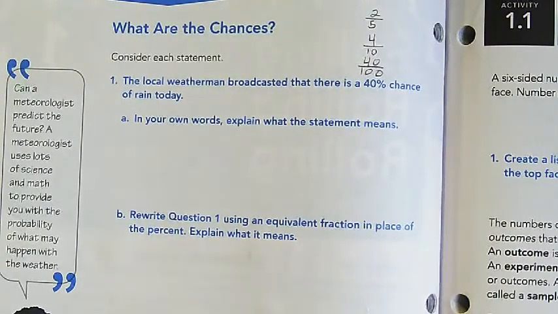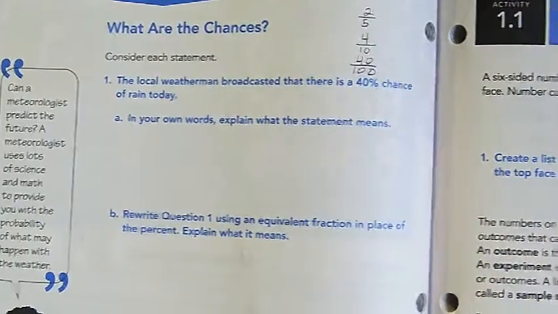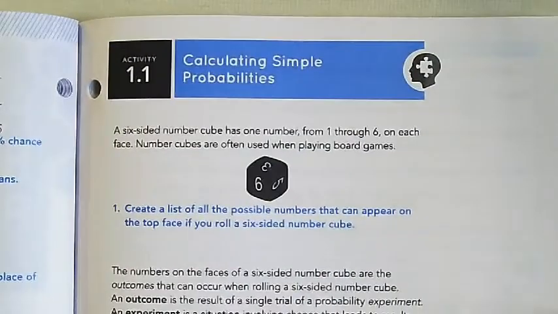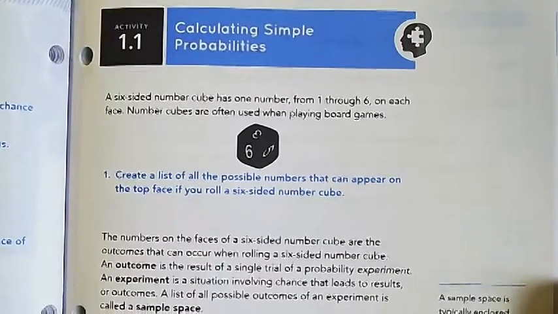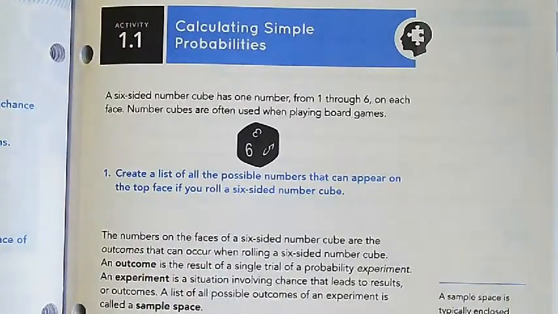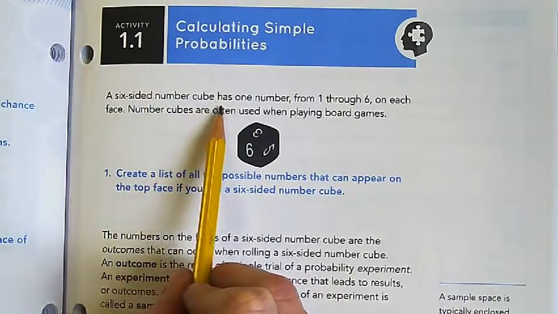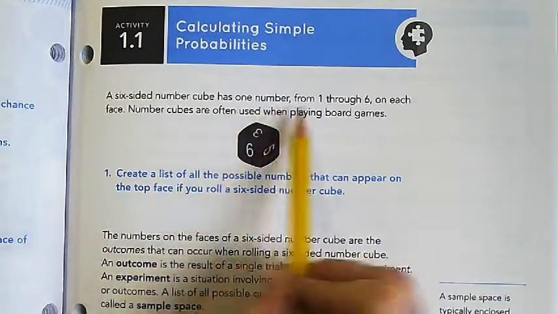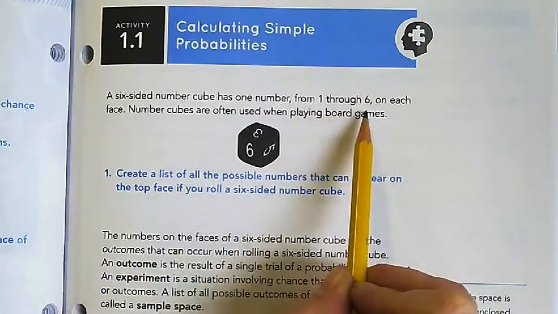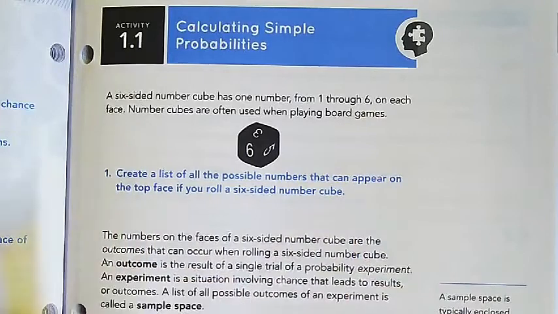Activity 1.1. Calculating simple probability. A six-sided number cube has one number from 1 through 6 on each face.